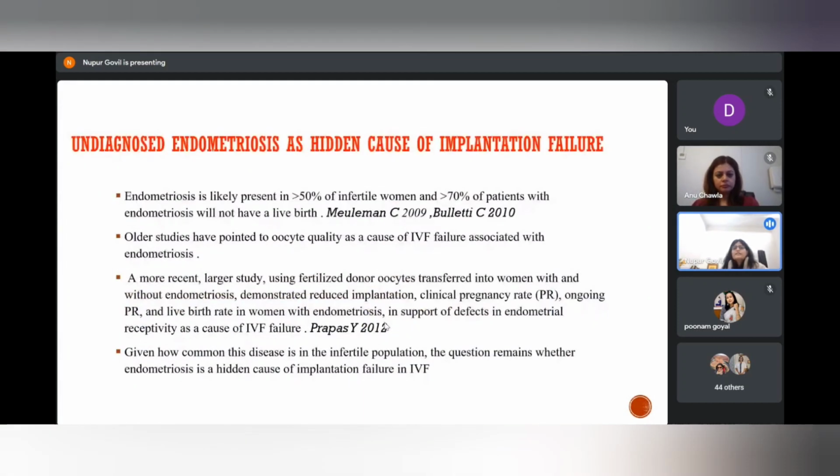And recently this concept has come where it has been found that endometriosis is one of the hidden causes of many implantation failures, because stage 1, 2 endometriosis is usually undiagnosed on ultrasound as well.